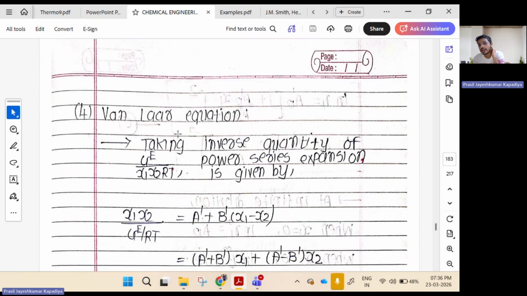Then we expressed the Van Laar equation. So what he did, instead of doing a power series expansion of GE by x1 x2 RT, he did x1 x2 RT by GE.